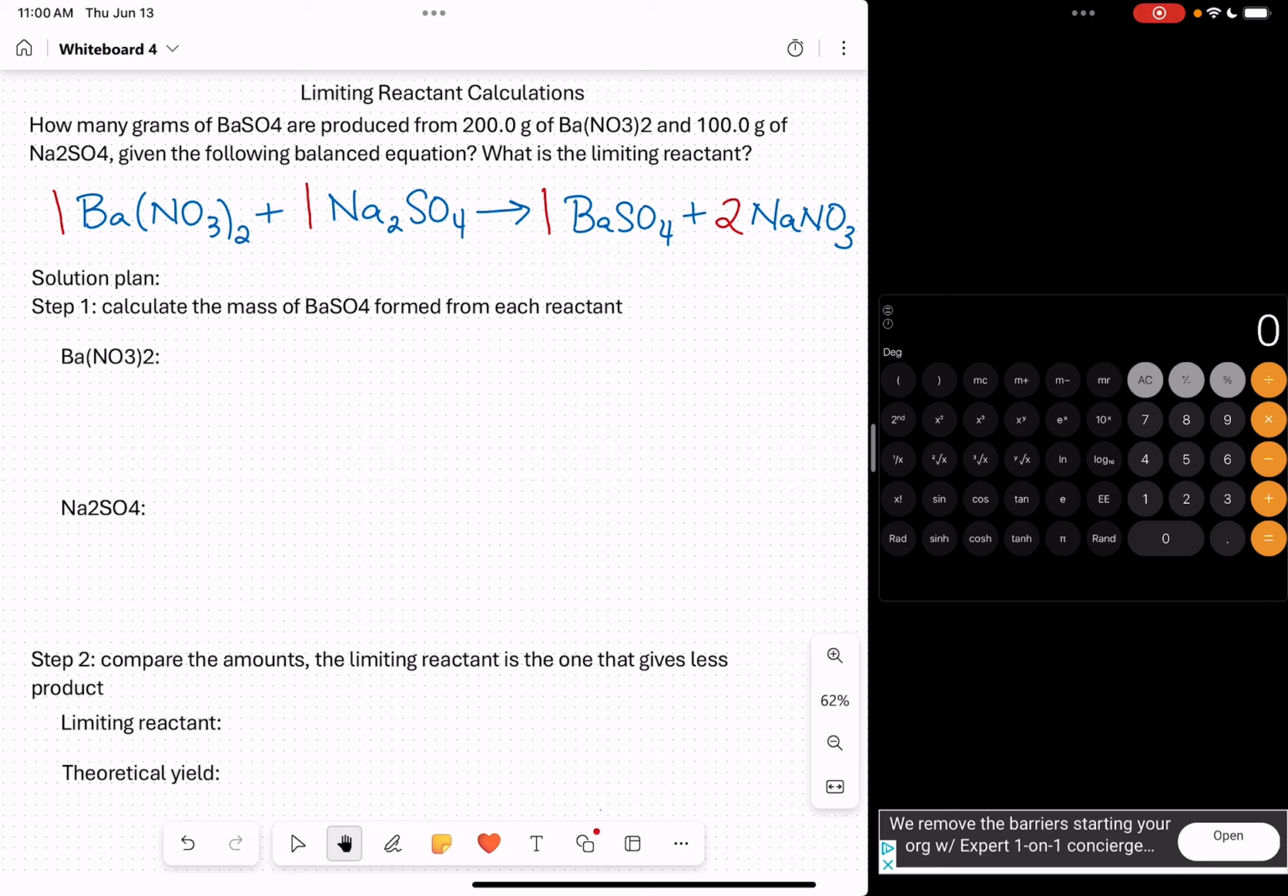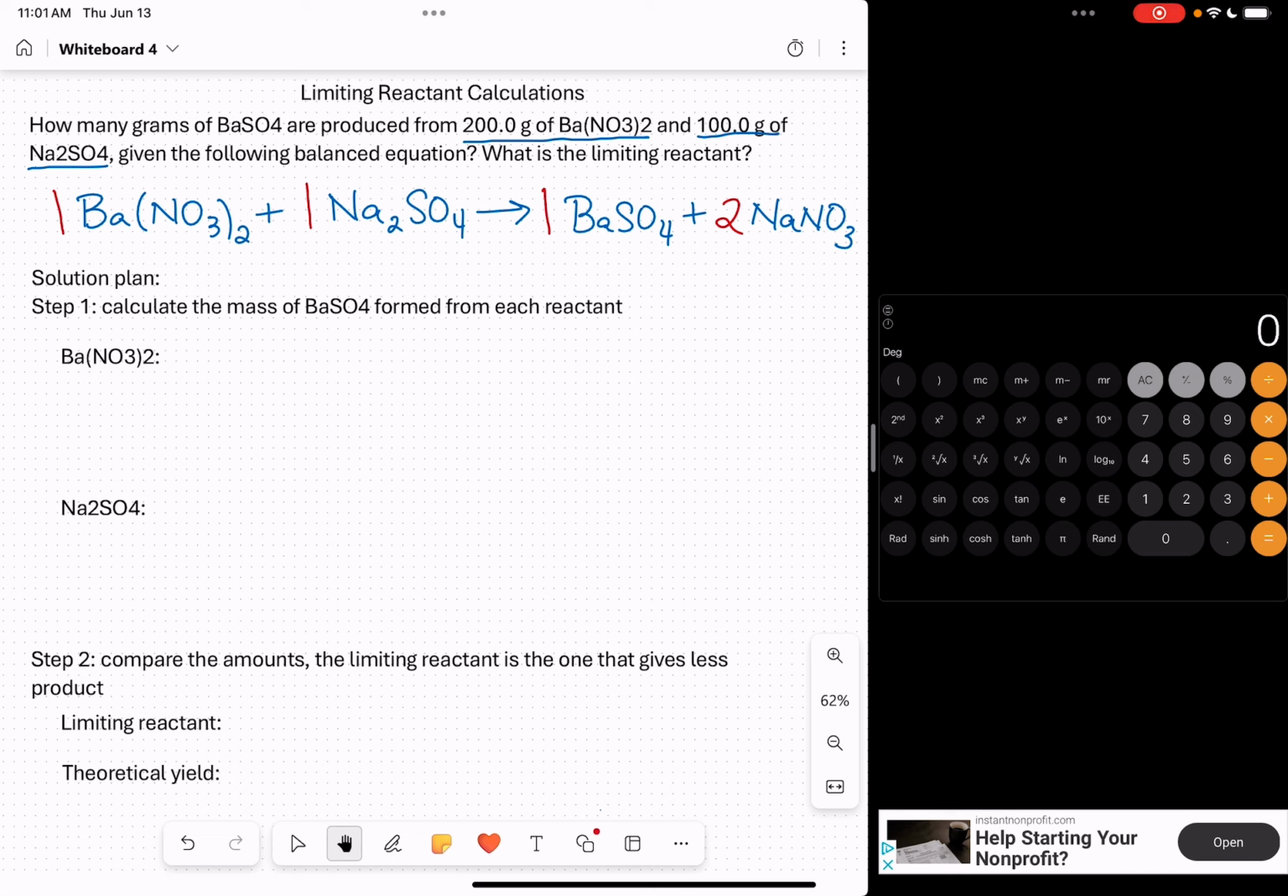The first thing we need to do is calculate the mass of barium sulfate formed from each reactant. So we are given 200 grams of barium nitrate as one of our starting materials and 100 grams of sodium sulfate. So we're going to have to do two separate mass calculations starting from each of those starting material amounts.